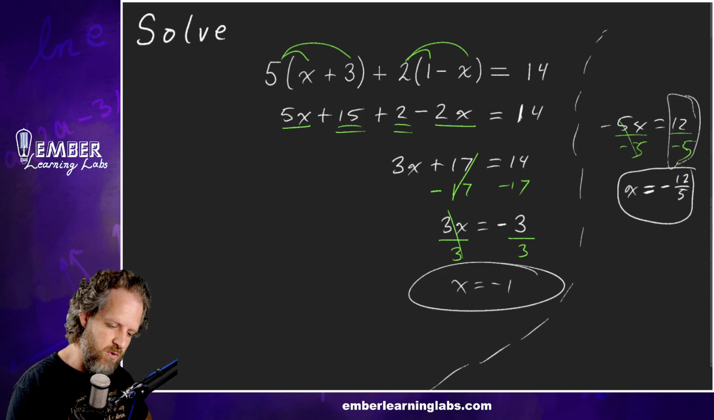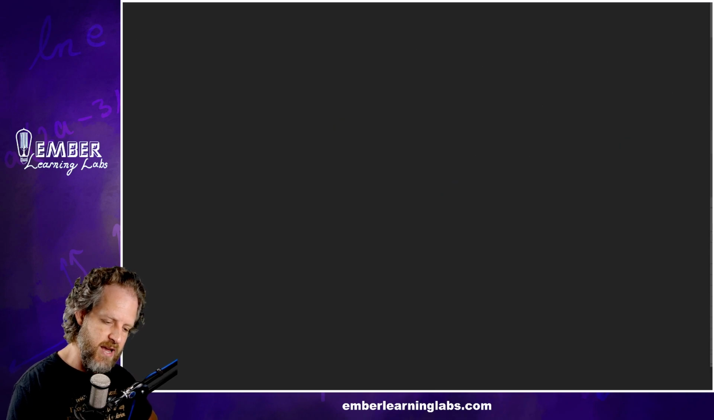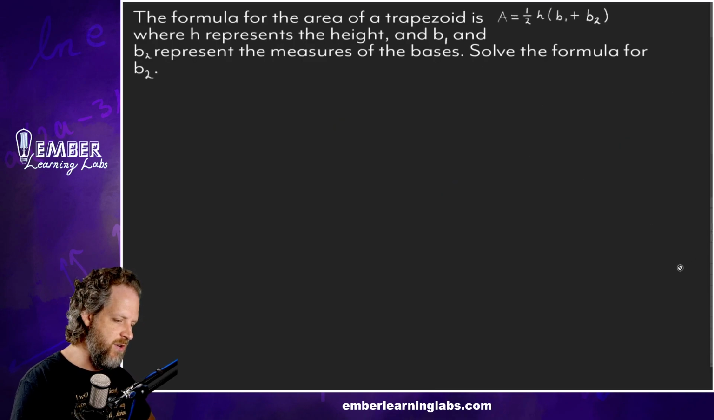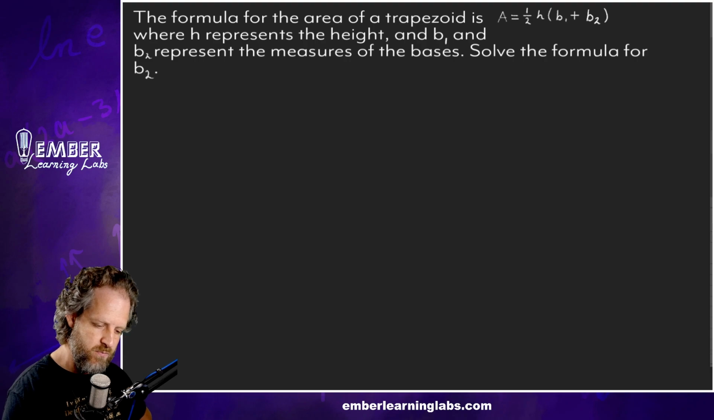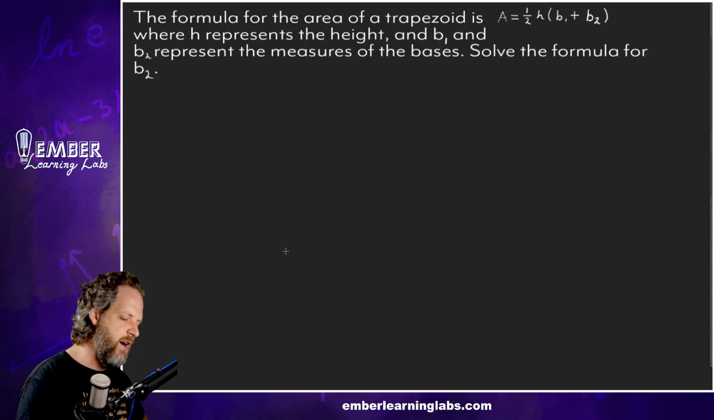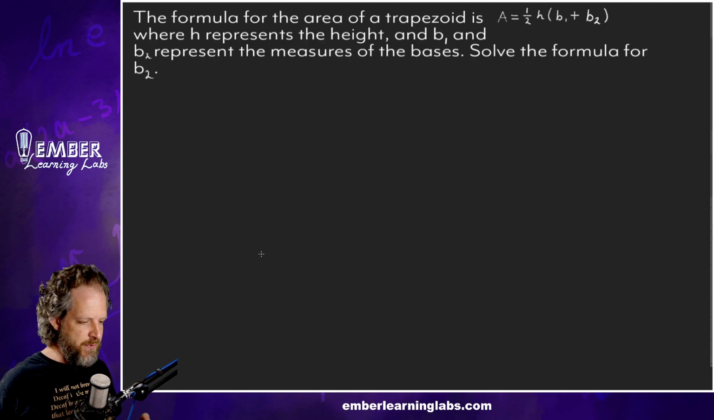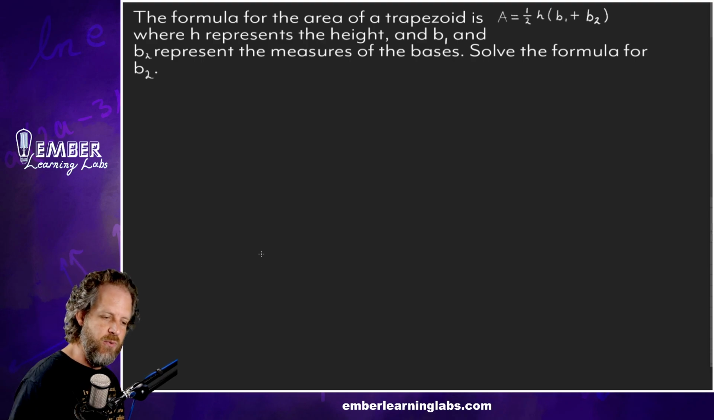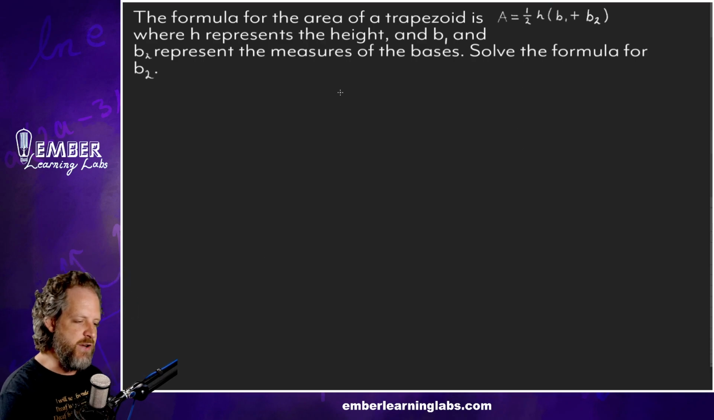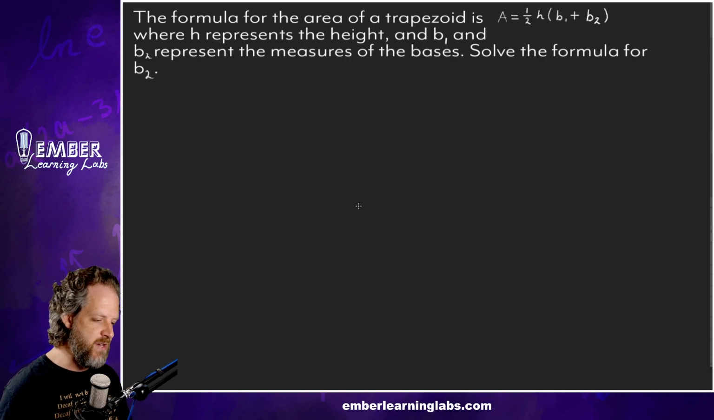I think we've got one more set of examples. Yes, we do. Okay, so I forgot to add a layer. There we go. So this one, I told you we're going to do an abstract algebra problem. This is it. The formula for the area of a trapezoid is A equals 1/2 h times (B1 plus B2), where h represents the height and B1 and B2 represent the measures of the bases. Solve the formula for B2.